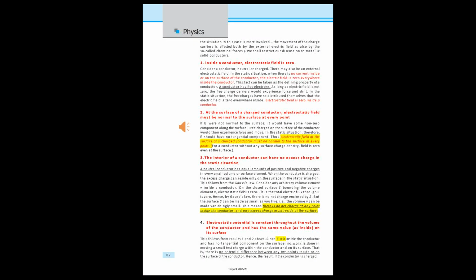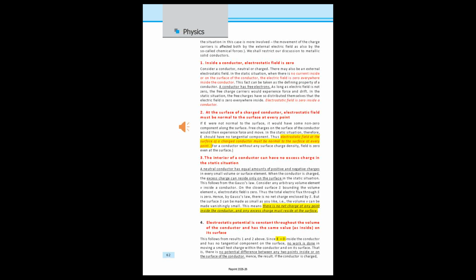2. At the surface of a charged conductor, electrostatic field must be normal to the surface at every point. If E were not normal to the surface, it would have some non-zero component along the surface. Free charges on the surface of the conductor would then experience force and move. In the static situation, therefore, E should have no tangential component. Thus electrostatic field at the surface of a charged conductor must be normal to the surface at every point. For a conductor without any surface charge density, field is zero even at the surface.